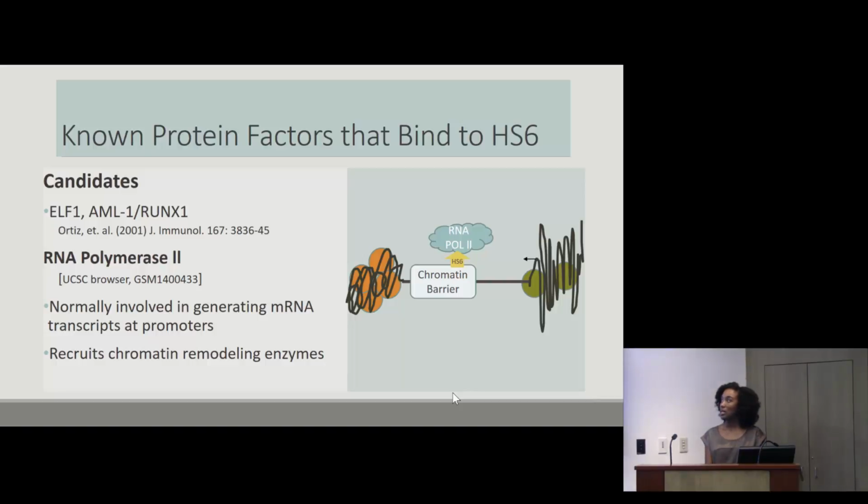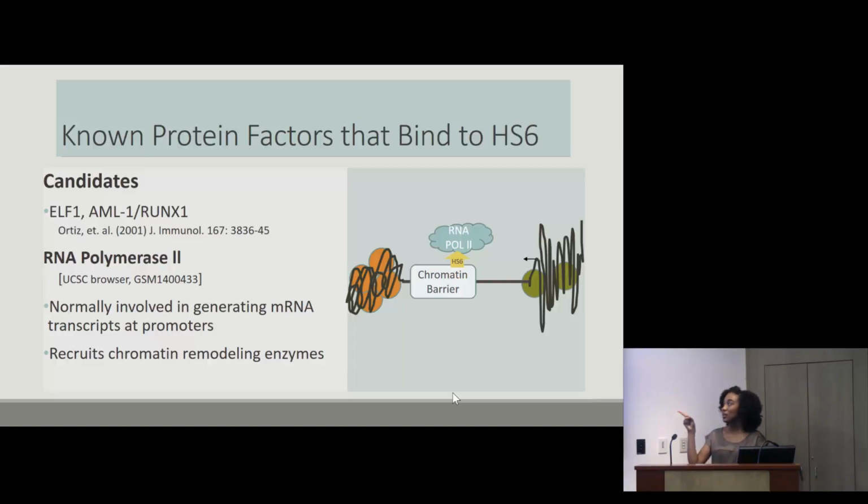RNA polymerase II. AML1 and ELF1 were found within the lab, but RNA polymerase II was found on an online database where RNA polymerase II was shown to be attaching to our specific LCR. Now, this is a very interesting thing because RNA polymerase II is known to produce transcripts during DNA replication. And it usually attaches to the promoter of the DNA.